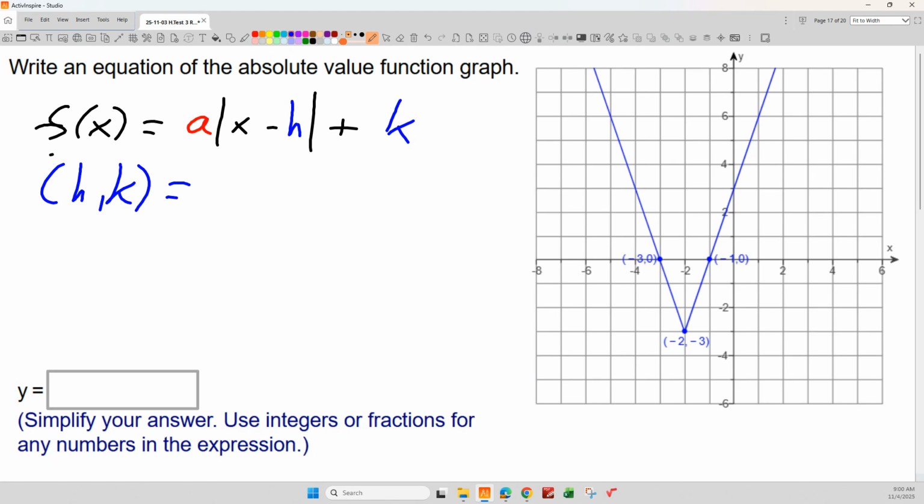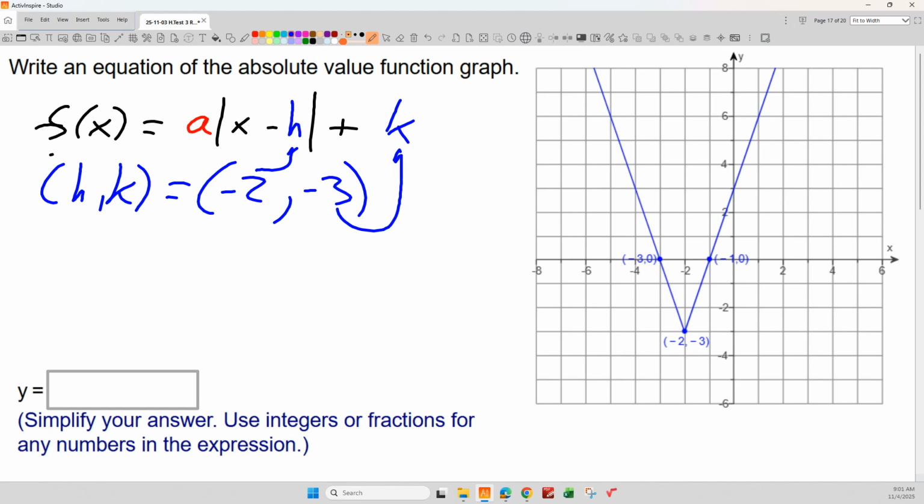Because that's the vertex. So we know -2 and -3. That's good. So then we can plug -2 in for H, -3 in for K. What about A? How could we find A? A couple ways you could do this. What's one way you could find A?